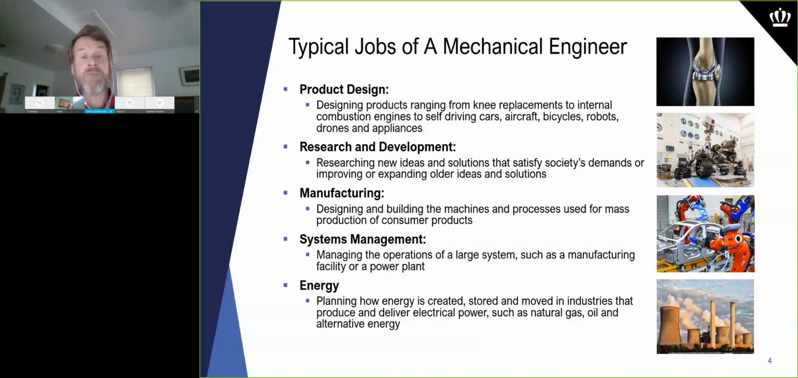And then systems management might be looking at the management of a large system, like a manufacturing facility or maybe a power plant. Energy falls closely under systems management because we're looking at how energy is created, stored, and moved in industries that produce and deliver electrical power. So this could be the natural gas, oil, or alternative energy industries.